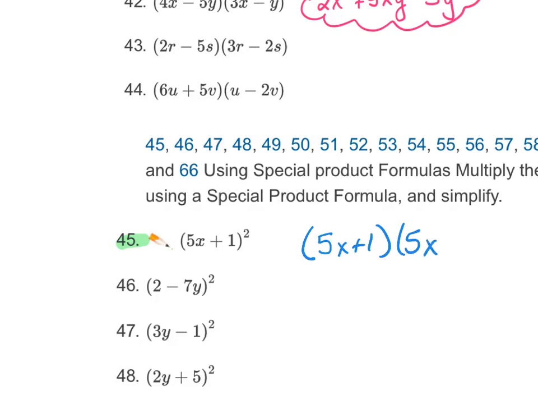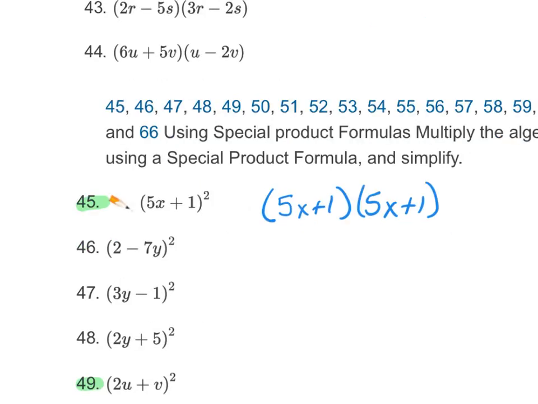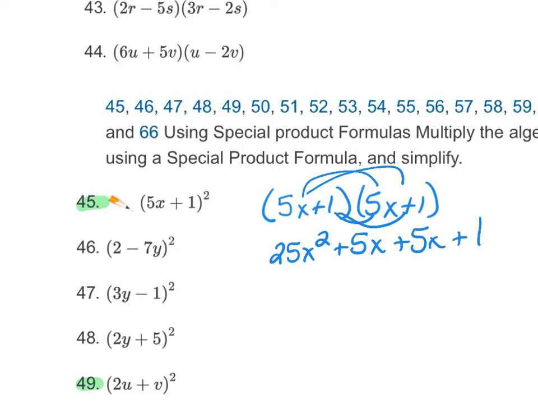Perfect. If you know the pattern, fantastic. If you don't, no big deal. FOIL it. 5x times 5x, 25x squared. 5x times 1 plus 5x. 1 times 5x plus 5x. 1 times 1 is 1. What do we do with the stuff in the middle? Combine like terms. So 25x squared plus 10x plus 1.